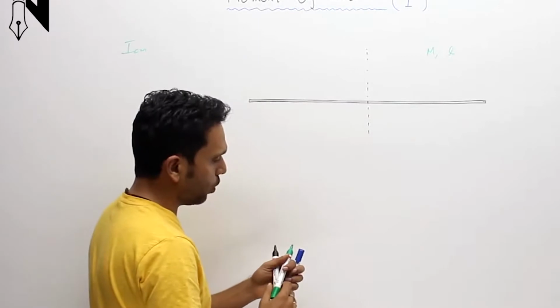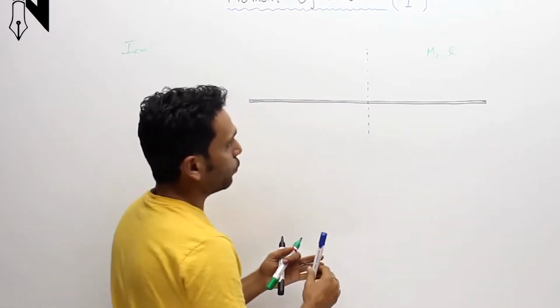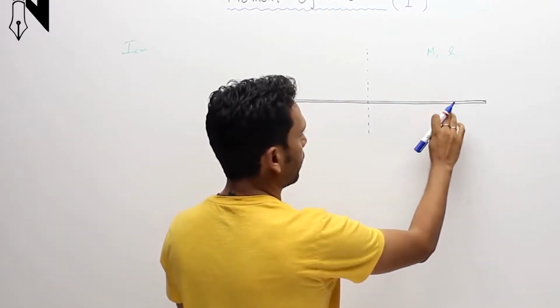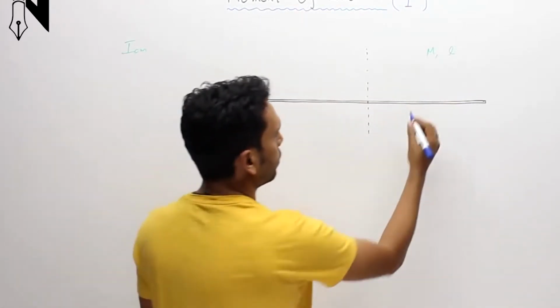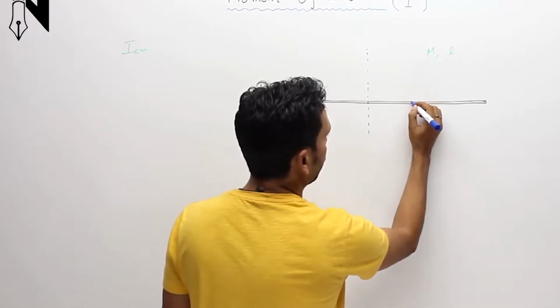It's the same thing we were doing earlier. We have to find the moment of inertia of each and every particle which makes the rod and then add up all the moments of inertia. So I'll take a very small particle over here, suppose.